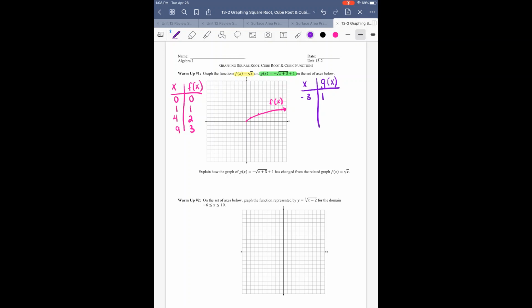The next point I have is -2, 0. We've got 1, -1, and 6, -2. Okay, so now I'm going to plot those points on my graph: 1, -2, 0, 1, -1, and then 6, -2.